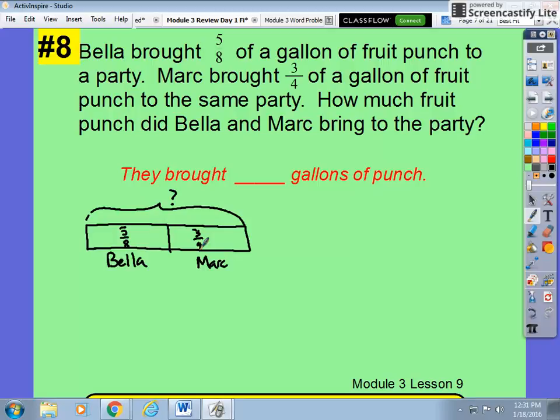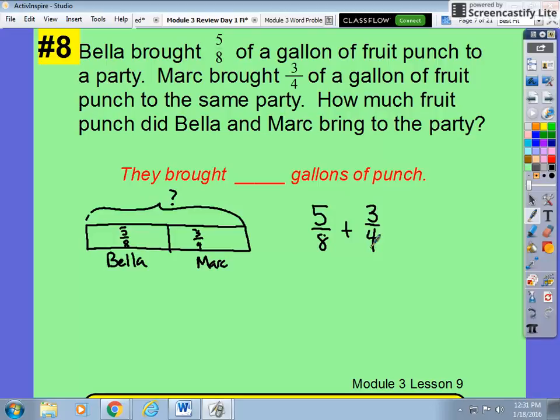I need to know the whole amount of punch they brought. So I can set up and say that I need to add 5/8 because I know my two parts, plus 3/4. So when I look at these two fractions, I know that I need to find a common denominator. I do not have a common denominator. That's the most important thing.